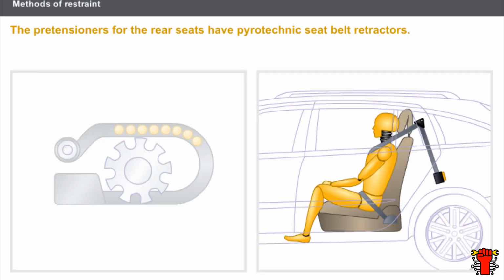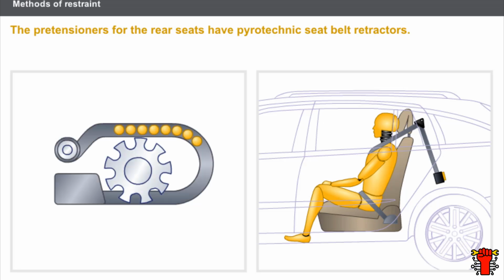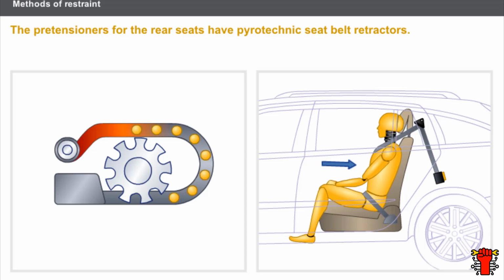The pretensioners for the rear seats have pyrotechnic inertia reels. These pretensioners are built into the seatbelt retractor and use a ball bearing system with a pretensioning ring gear. When the gas generator is ignited, the balls are expelled, activating the pretensioning ring gear, which tightens the belt.